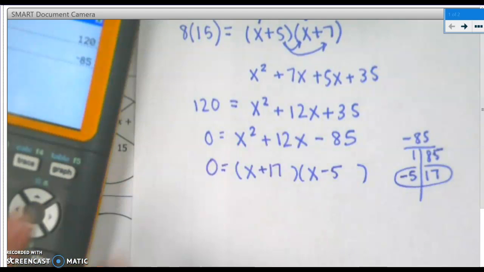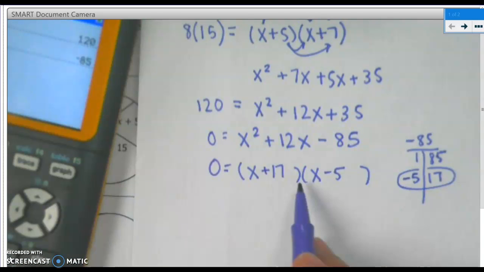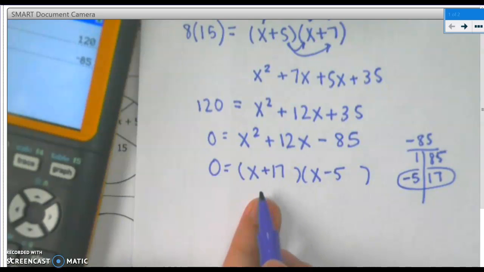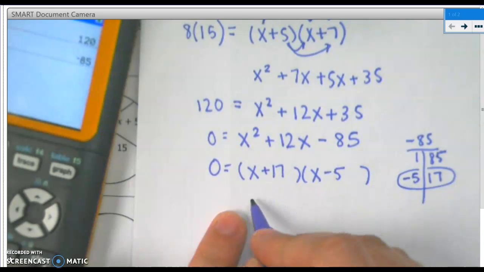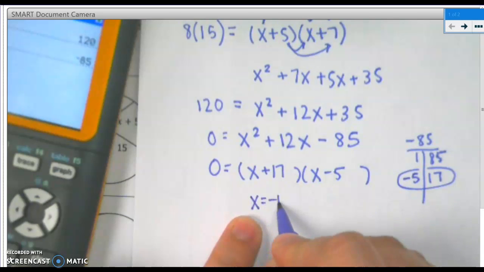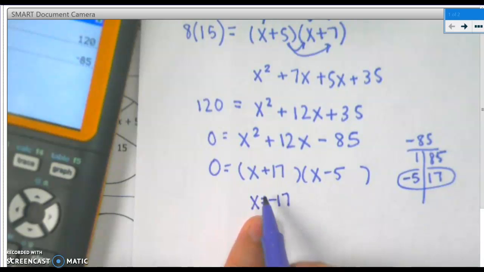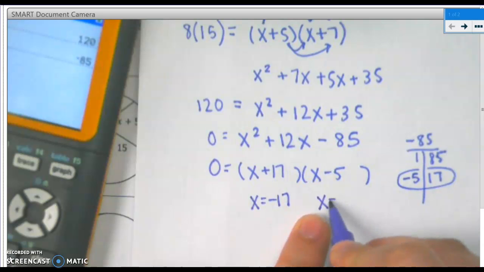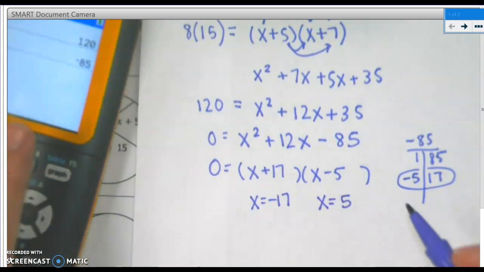Now I'm done factoring, but I'm not done solving. To figure out what x equals, I have to set each factor equal to 0 and see what number is going to make this factor 0. So for this factor, x would equal negative 17, because negative 17 plus 17 is 0. For this factor, x would equal 5.